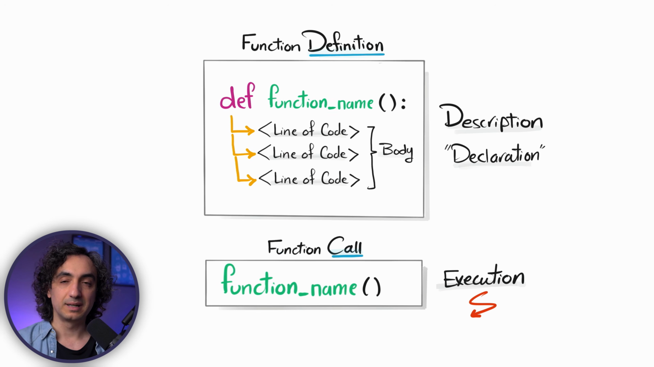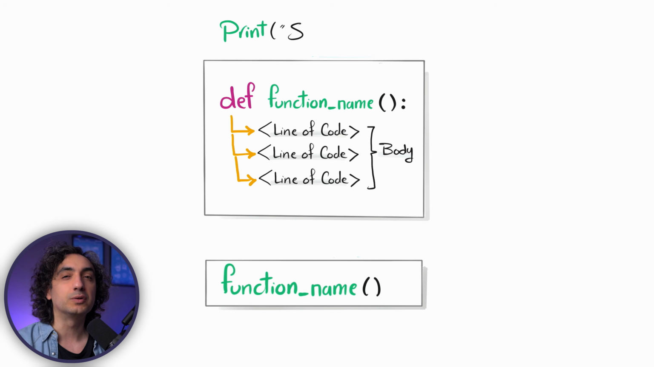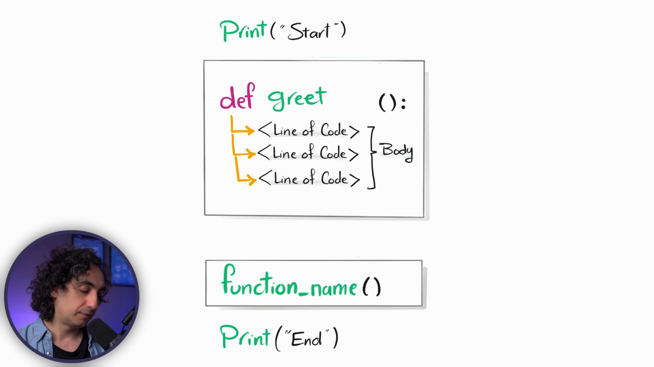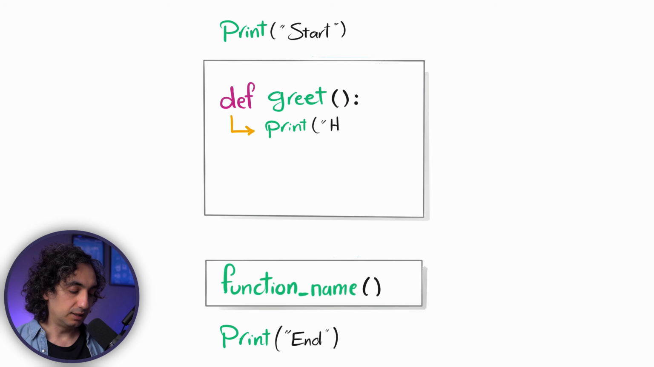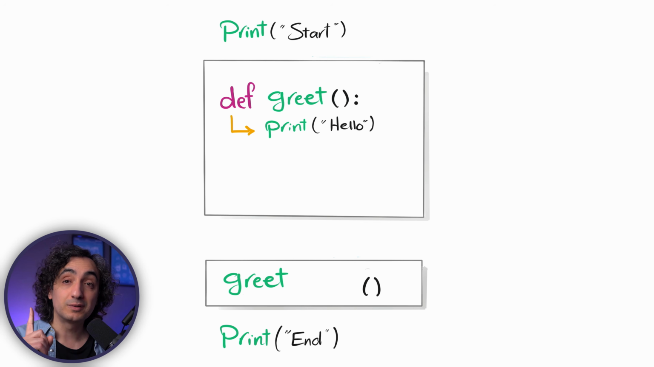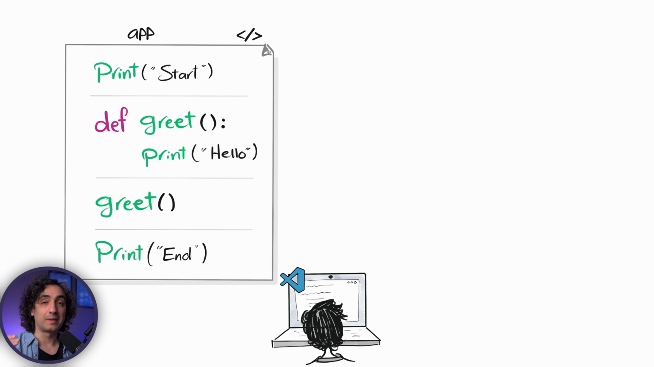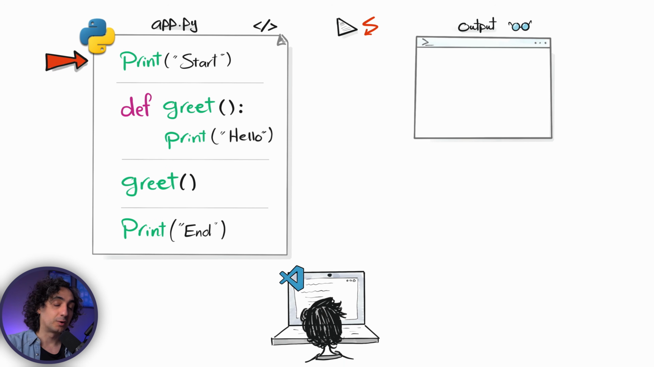Now let's have a very simple example in order to understand how Python is going to execute it behind the scenes. We're going to add a print at the start and a print at the end, and our function is going to be very simple. It is a greet function that has only one thing to do, to print hello. So that's it. Now if you execute this as usual, Python is going to start from the top. So the first line, it's going to print start in the output, nothing fancy.